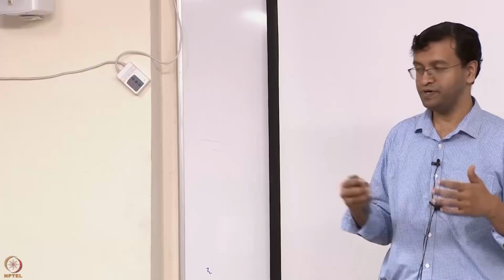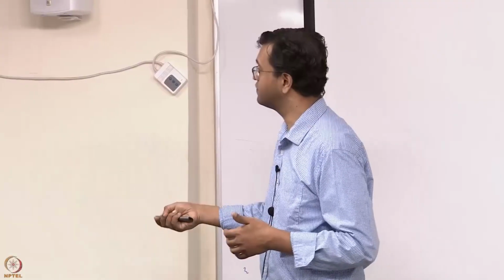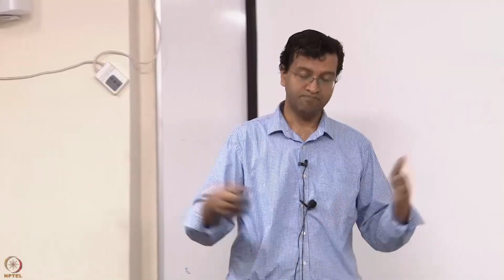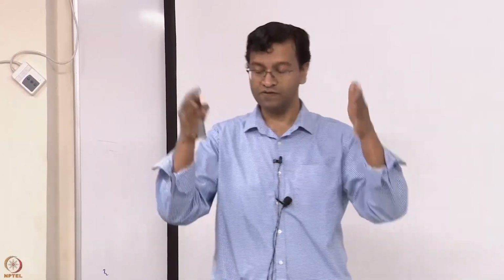It's hiding because this r is long enough, right? Otherwise, you could just try. You're guessing if this x that you committed to, if that r is short, I could run through all r's and check whether what you committed to is x or not. So the hiding property comes from r being long. The binding property comes from the output being long. Of course, all of this holds when the oracle is a random function.